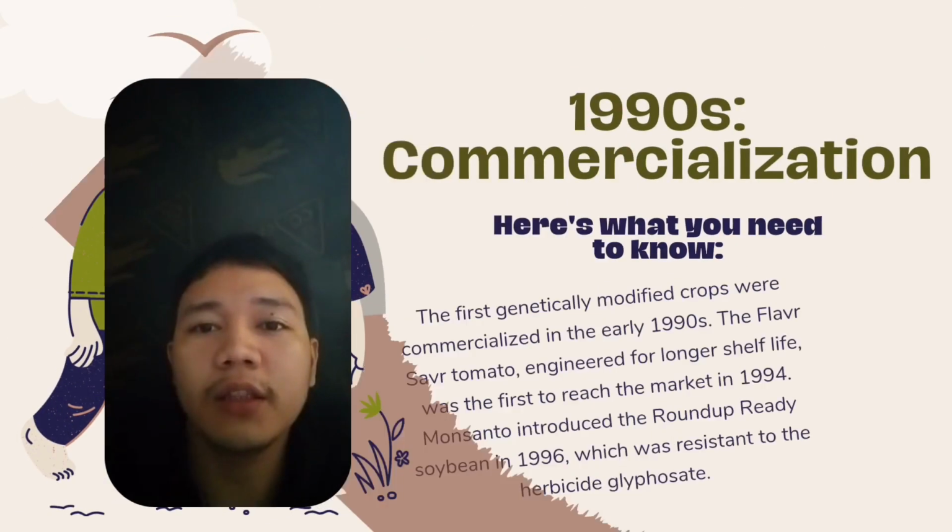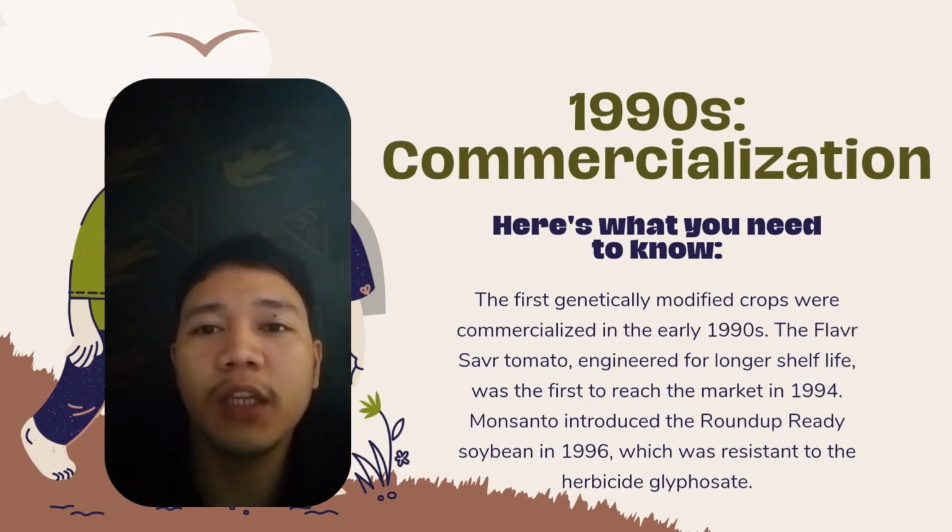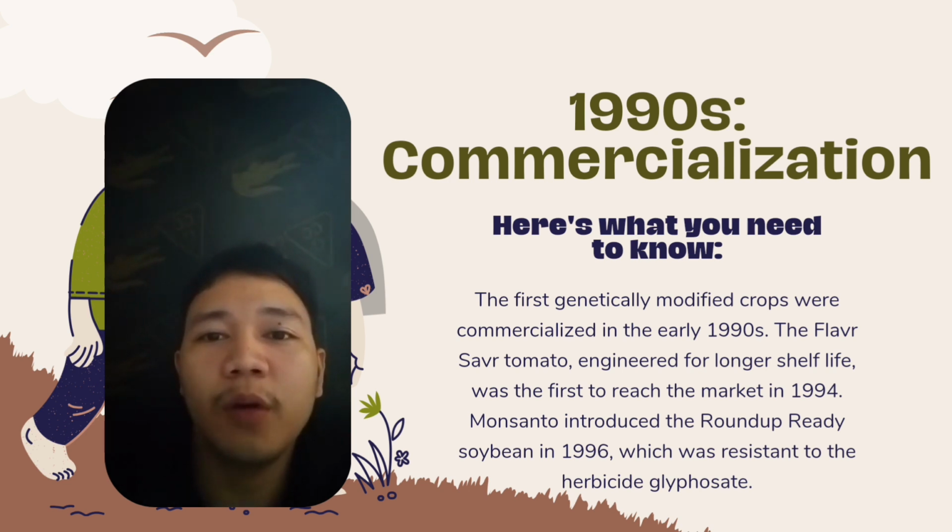In the 1990s, the commercialization of genetically modified organisms, GMOs, began with the introduction of the flavor-preserved tomato in 1994. Other GMO crops such as soybeans, corn, and cotton gained commercial success in 1996, despite controversy surrounding safety, environmental impact, and labeling requirements.